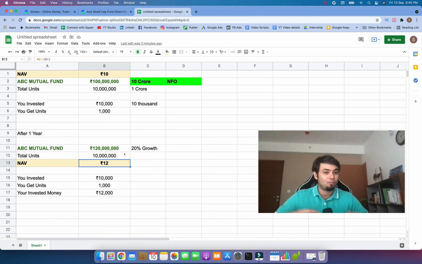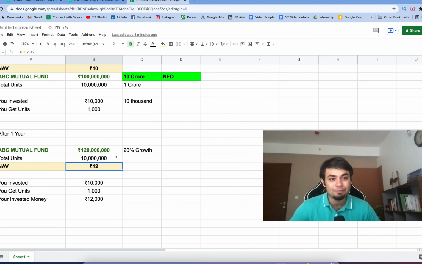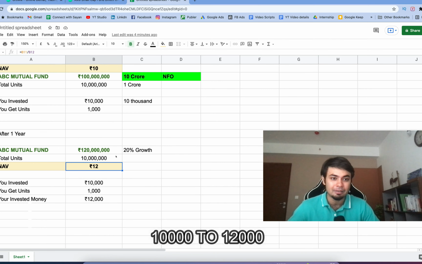So whatever percentage the entire value which is invested into that mutual fund grows, similarly the NAV of the mutual fund will also grow by that percentage. So let's say if you have invested 10,000 into that particular mutual fund in the beginning when the mutual fund launched its NFO, a new fund offering, then you also got 1,000 units, because that's how it got calculated in the beginning. So you got 1,000 units, and now your investment will become from 10,000 to 12,000.